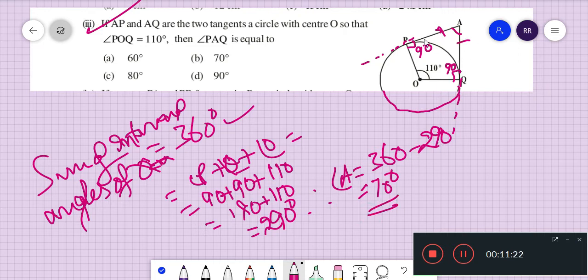Angle A means angle PAQ. This is Q, no? So angle A is nothing but angle PAQ. Okay, children. Angle PAQ means angle A. So where is 70 degrees? So B is the 70 degrees. Okay, children. Now we will go to the next question.